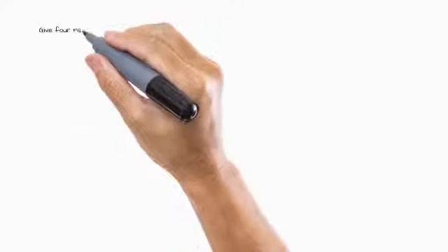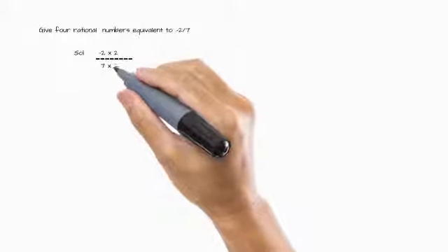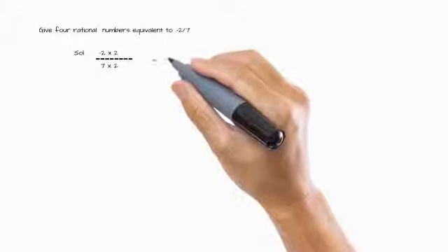Give 4 rational numbers equivalent to -2/7. How can we find the next 4 equivalent numbers of -2/7? First, multiply the numerator and denominator by 2. Your numerator is -2. Then -2 times 2 equals -4. Next, multiply the denominator of the fraction by 2. Denominator 7 times 2 equals 14. The result is -4/14.